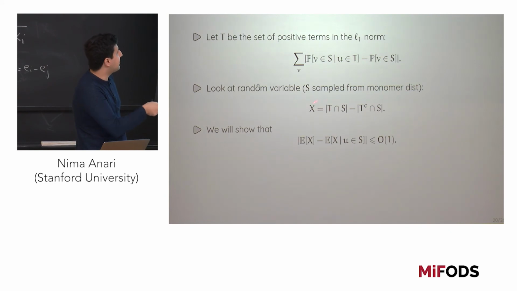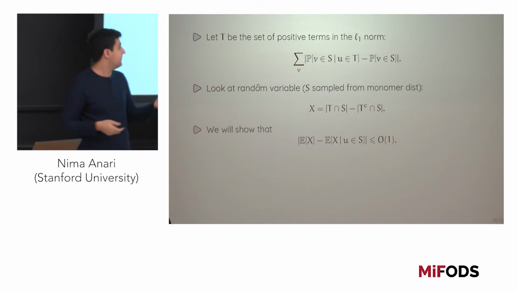So the expected value of x would give me the sum of the first terms correctly signed. And the expected value of x would give me the sum of the second terms correctly signed. And the expected value of x, given that u is in S, gives me the sum of the first terms correctly signed. Okay? So at the end of the day, what I have to show is some sort of a smoothness property. I have to show that when I condition on vertex u being inside my monomer set, the expectation of x doesn't change by much. If I'm able to show that it changes by at most a constant, then that bounds the L1 norm of this row.